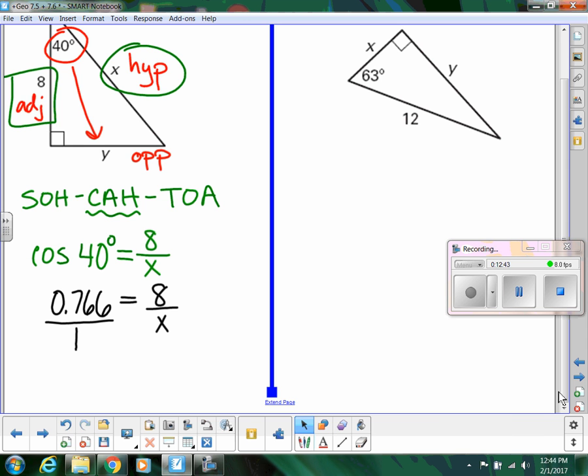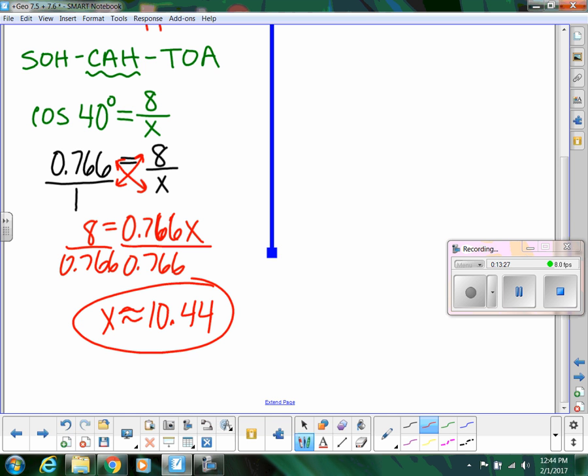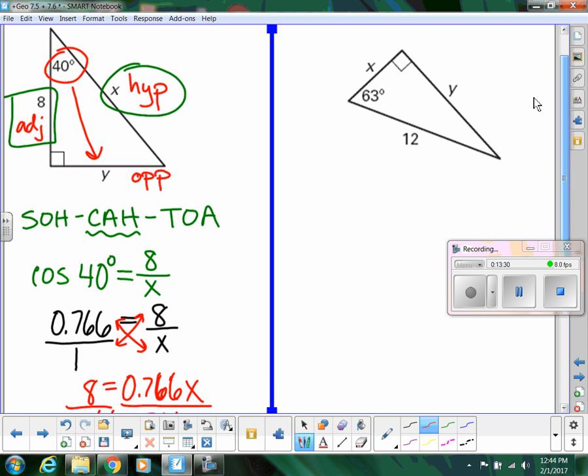Now if we had a fraction equal to a fraction, what would you do? You would cross multiply, right? So I would have 8 equals 0.766x. And then how would I solve for x? I would divide by the 0.766. All right, so you can do 8 divided by your answer. And if you don't know how to get just your answer on your calculator, ask me in class and I'll show you. So I'm getting approximately 10.44. So I'm going to round to 2 decimal places. So I know that the x side of that triangle is 10.44 approximately.